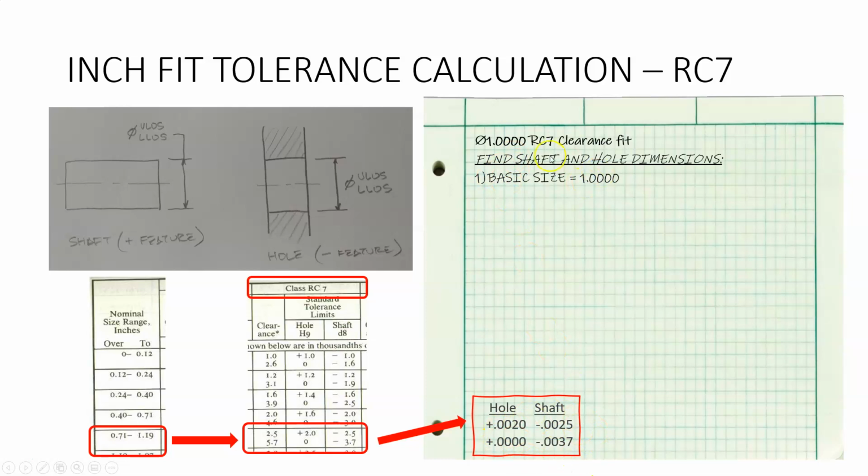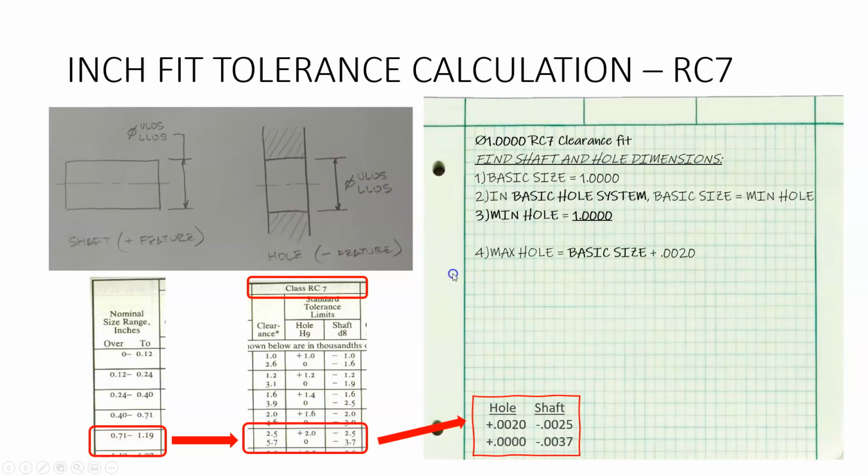The basic size is given as 1 inch. And so again, in the basic hole system, the basic size is equal to the minimum hole. And so therefore the minimum hole is 1 inch. All right, so there's one of our 4 numbers done.